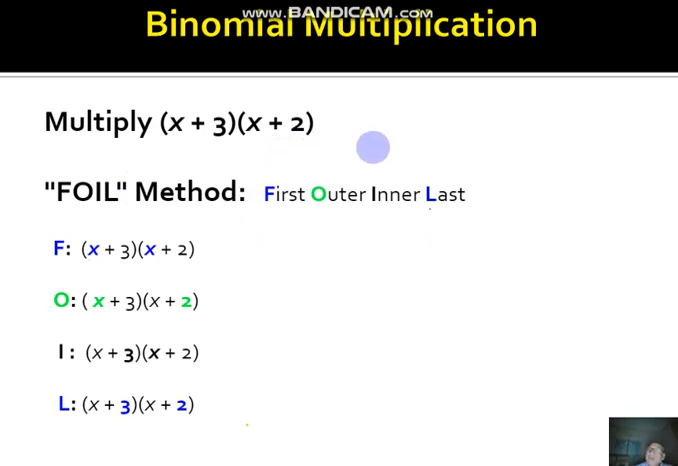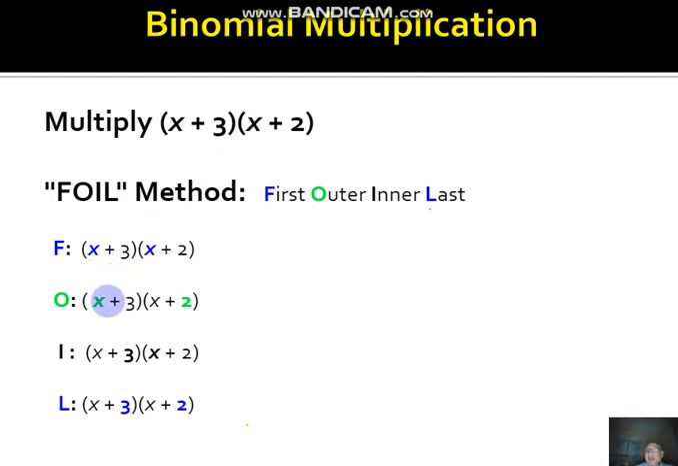When I multiply two binomials, I use the FOIL method. FOIL stands for the first letter in each word. F is the first letter in the word first, O is the first letter in the word outer, I is the first letter in the word inner, and L is the first letter in the word last. When I multiply these two binomials, I get 4 terms.